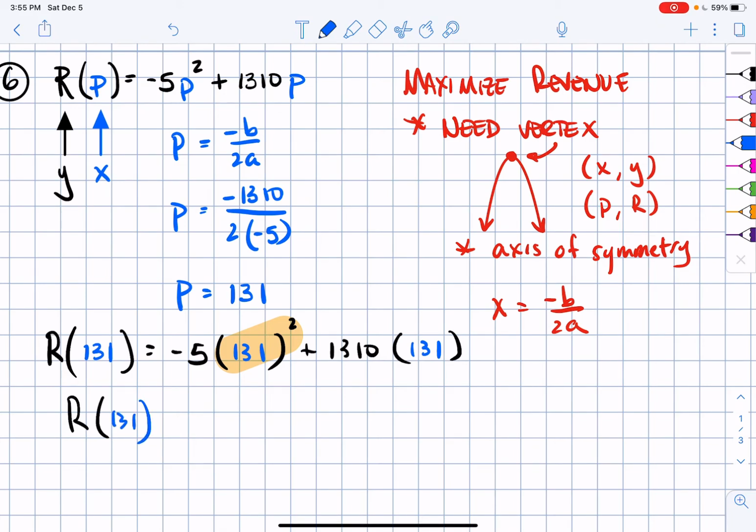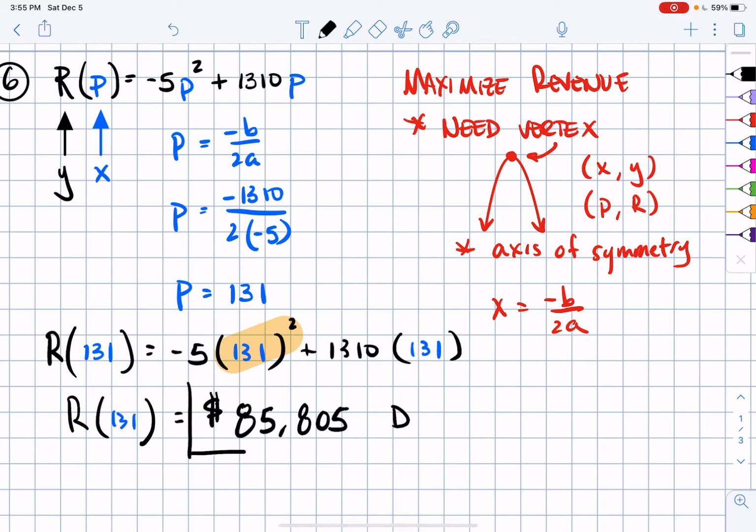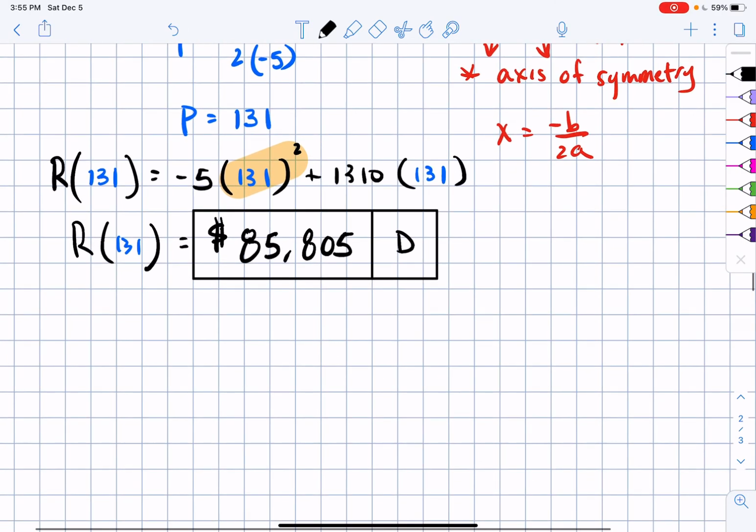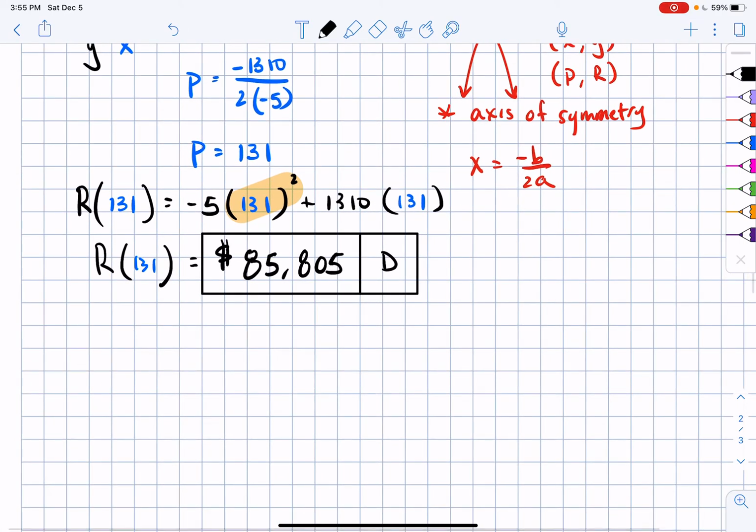R of 131 is actually going to equal $85,805. Okay, and that is going to be my choice D. There you go. All right, that's number 6 already. Let's see what number 7 says.